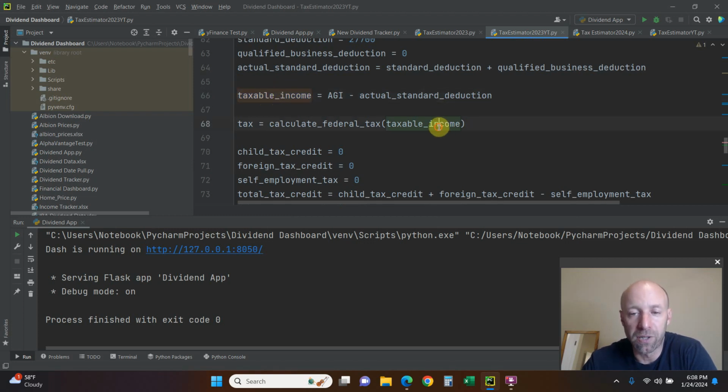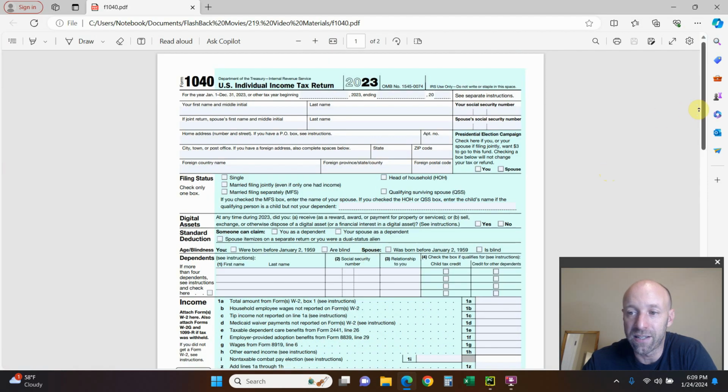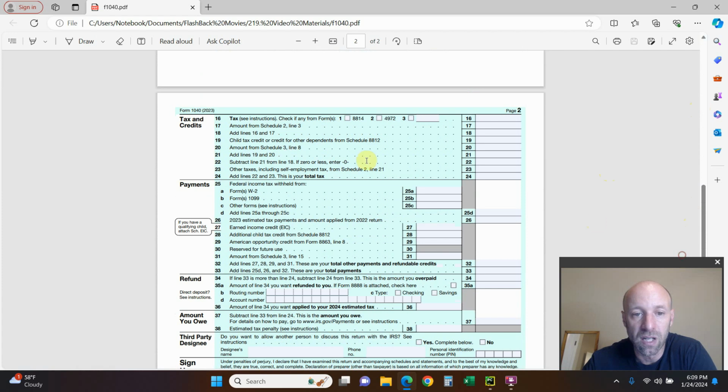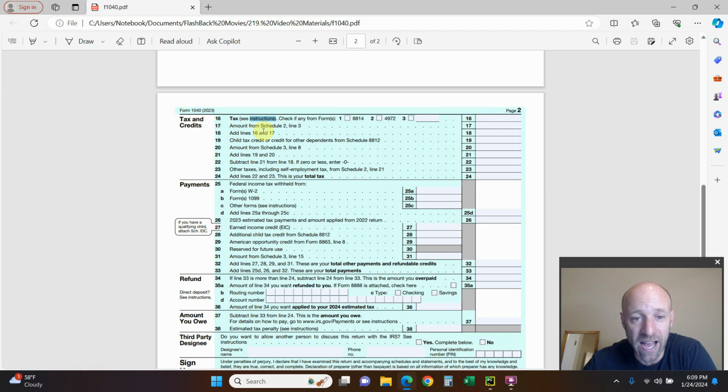And now we're going to put it into that function I explained before to get this right here, line 16 on page 2, which is your tax. See instructions. So if you go to the instructions, you'll see what I did was create a function off of these instructions. And so what it's going to do, it's going to calculate the tax, and that is basically your tax.